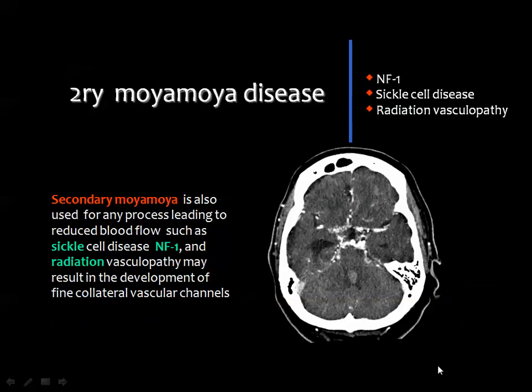The secondary moya disease, in which the occlusion of the vessels is secondary to a pre-existing disease, and these are the neurofibromatosis type 1 and the sickle cell disease, and also the sequelae of radiation, as I have mentioned before.